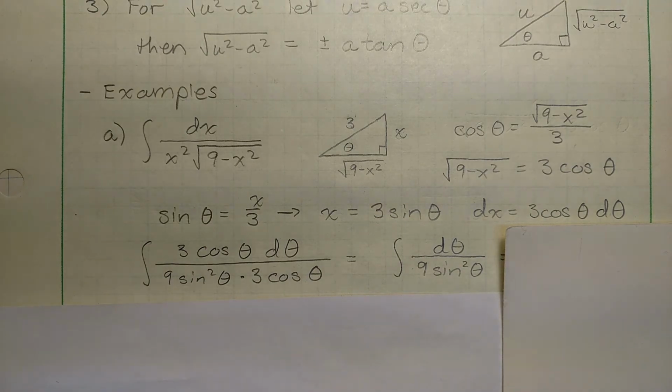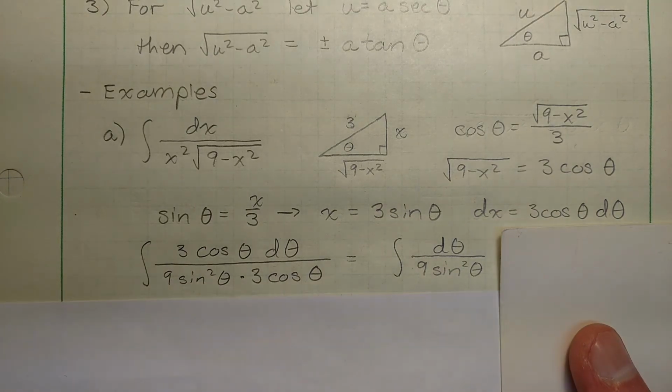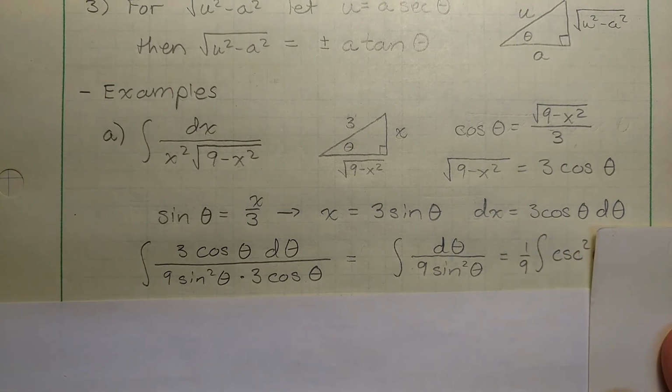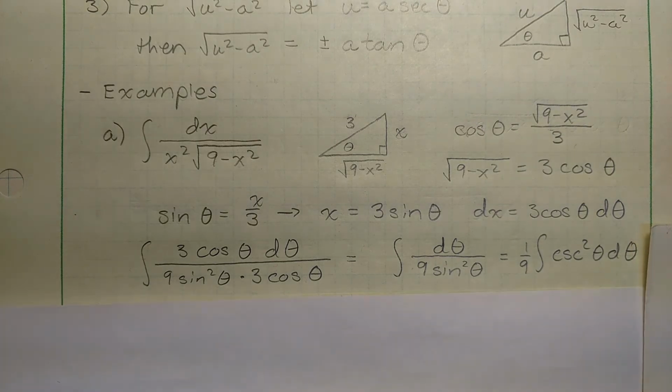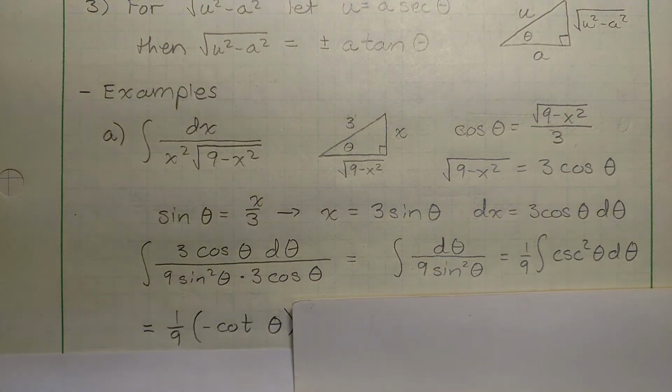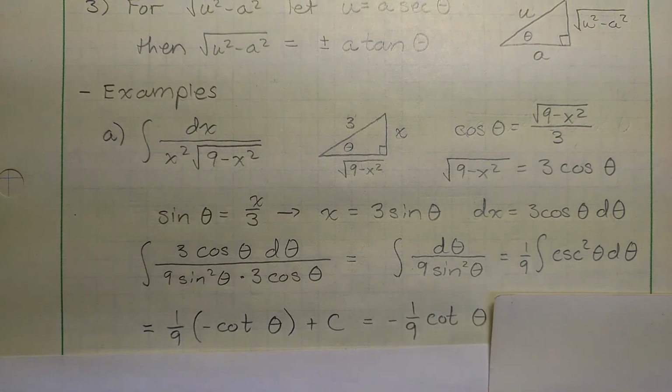But using simple reciprocal identities, I know 1 over the sine is the cosecant. So this is just 1/9 times the integral of cosecant squared theta d theta. And this is one of our known derivatives. We know that the derivative of the tangent is secant squared. The derivative of the cotangent is negative cosecant squared. So the antiderivative is just going to be negative cotangent of theta, which I can write as negative 1/9 cotangent of theta plus c.